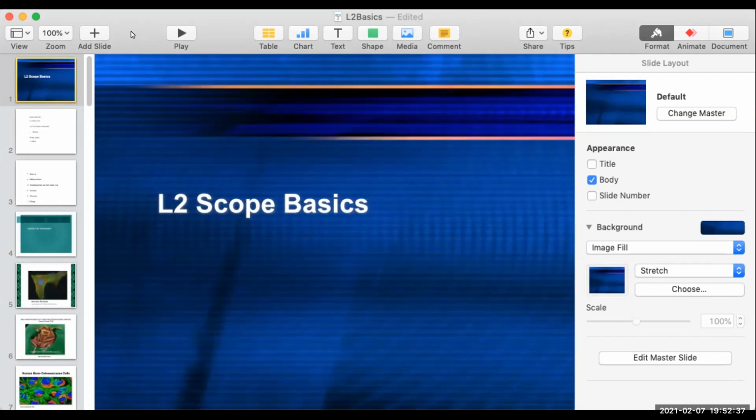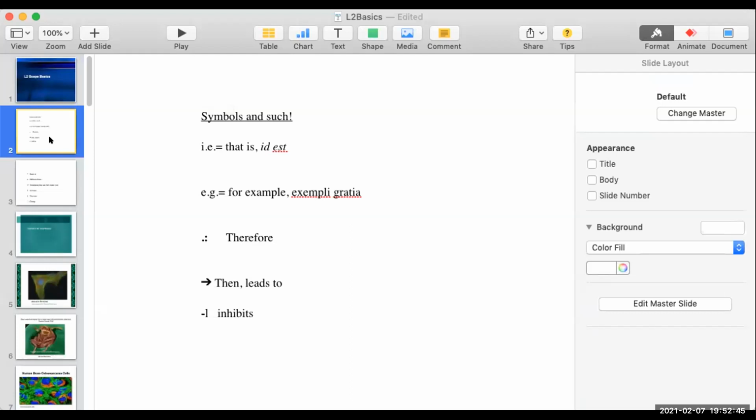Today we're going to talk about scope basics in lecture 2 for Biosci 101. Before we do that, I just wanted to share with you some basic annotation and symbols that are used a lot in science. I might use them during the course of the semester, and you definitely should use them when taking notes.